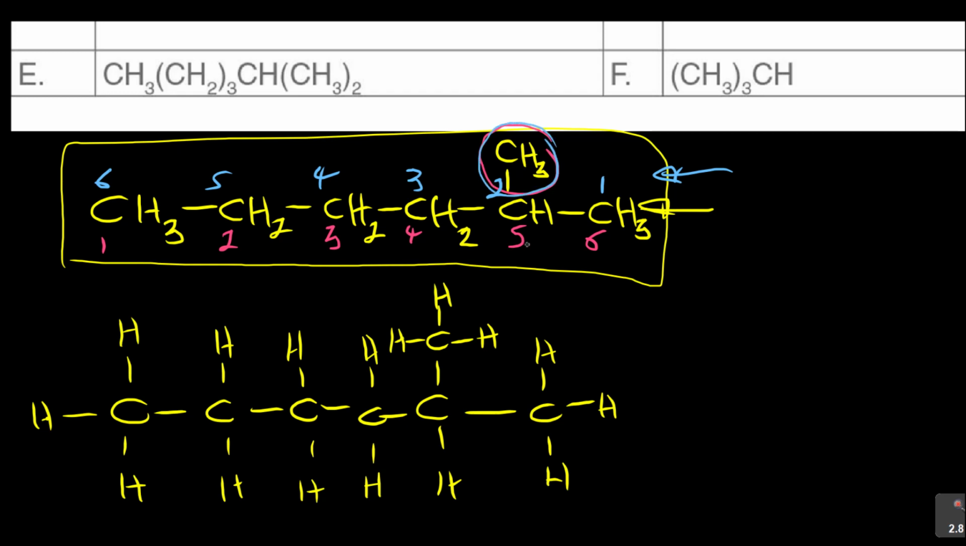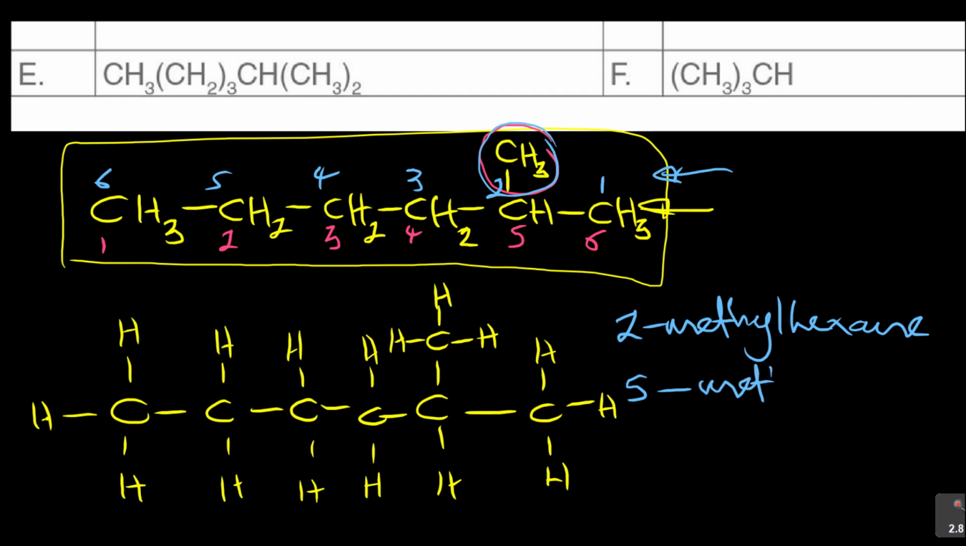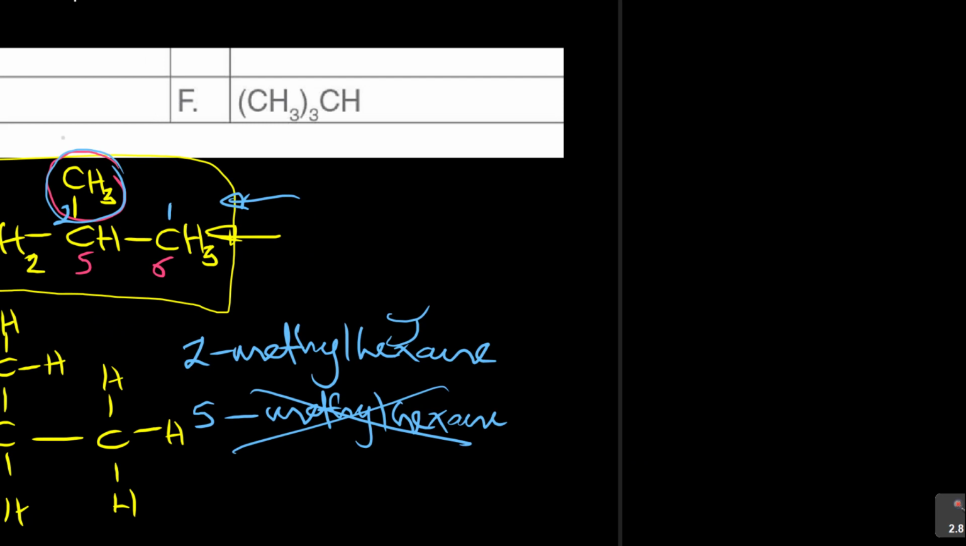So is it 2 or 5? Smaller numbering, it's 2. So it's 2 methyl, and the longest chain is 6, which is hexane. The other one was supposed to be 5 methyl hexane, but 5 is a bigger number. We don't take that. The correct answer becomes that one. Alright, now look at the other one. My time is already up after 24 minutes, but let me try to push this so that I finish this.